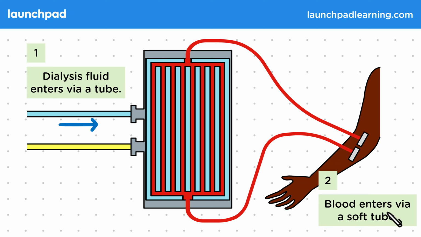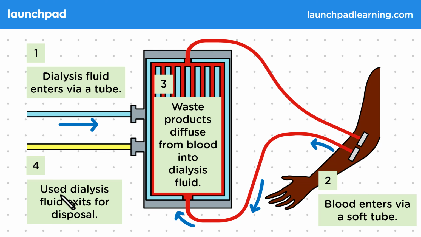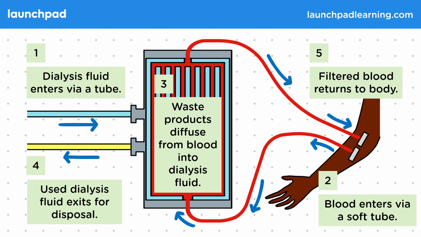Next, blood enters via a soft tube. This comes from the patient and moves in this direction. Waste products diffuse from the blood into the dialysis fluid. This diffusion happens across a membrane inside the machine. Used dialysis fluid exits for disposal. So having moved through the machine, this fluid then comes out of this tube moving in this direction. Disposal means throwing away. And finally, filtered blood returns to the body.